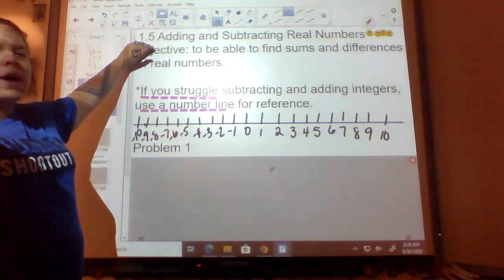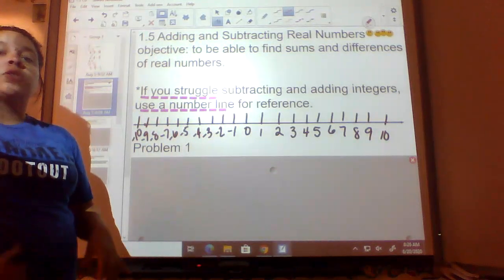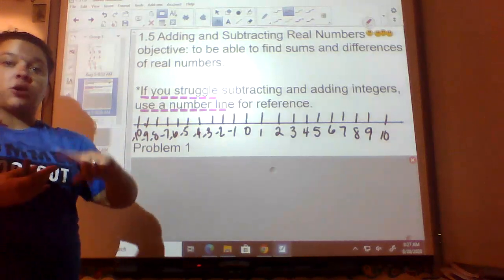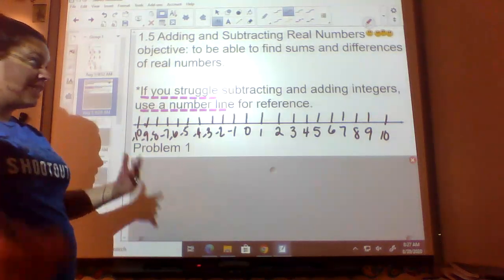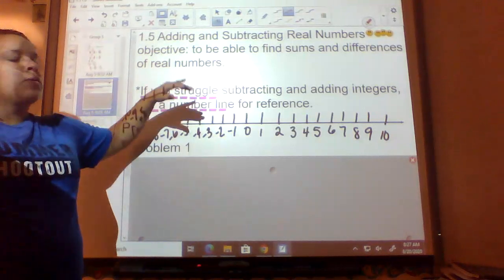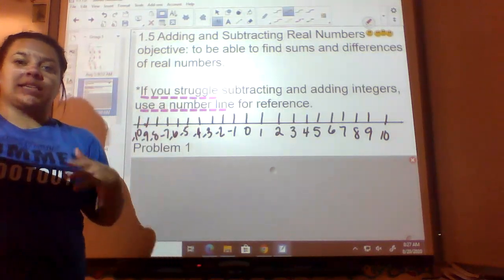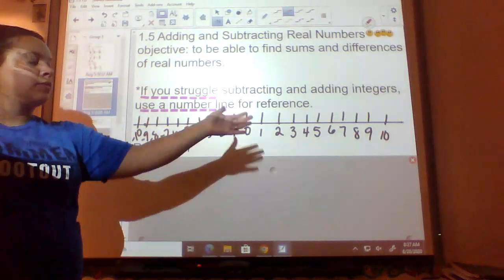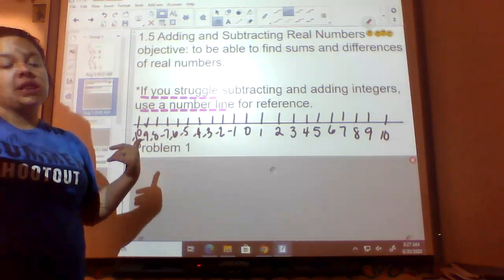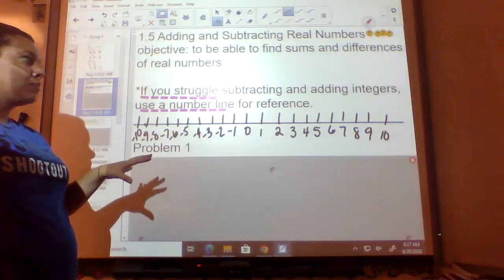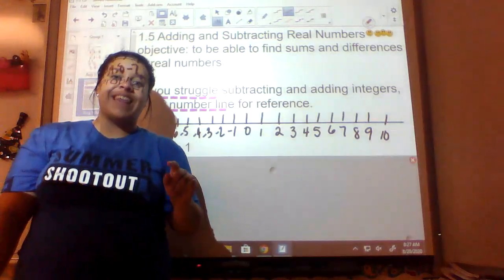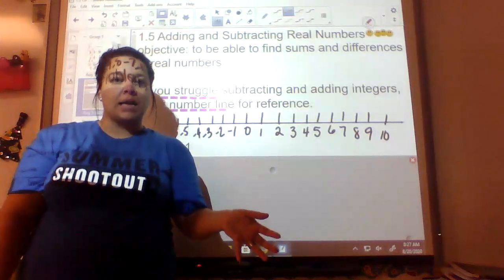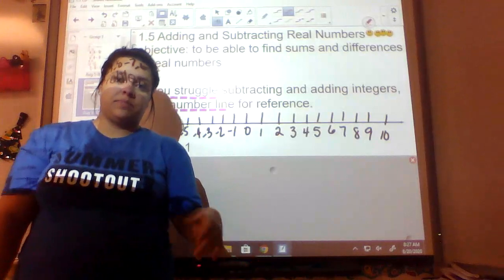So this is 1.5, adding and subtracting real numbers. So that's why it says real numbers, because it could be decimals, it could be fractions, it could be mixed numbers, it could be whole numbers. We don't know, positives and negatives. All right. If you are somebody that is struggling with adding and subtracting these, I highly suggest that you make a number line and you can count. If you're adding a number that's positive, you move to the right. If you're subtracting a number, you move to the left. All right. But I do want you to do these without a calculator. No calculator. Do it without.